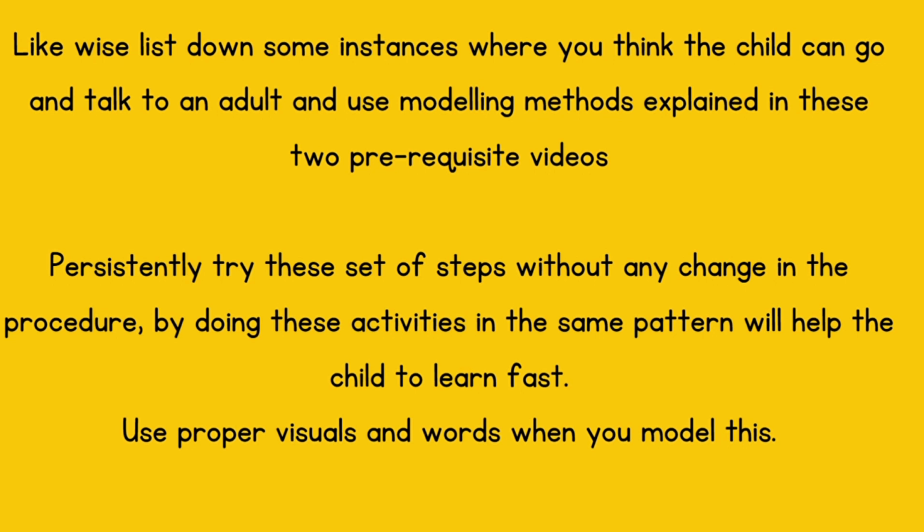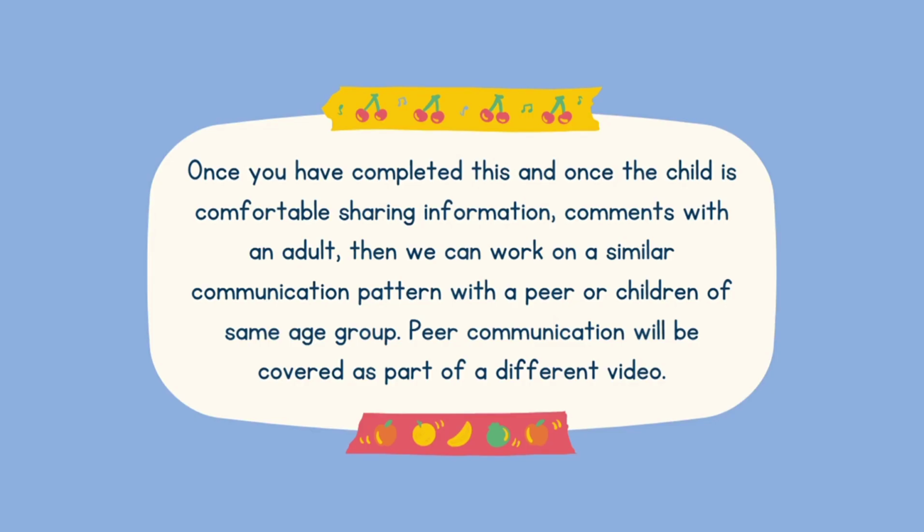Persistently try these set of steps without any change in the procedure. Doing these activities in the same pattern will help the child to learn fast. Use proper visuals and words when you model this. Once you have completed this and once the child is comfortable sharing information and comments with an adult, then we can work on a similar communication pattern with a peer or children of the same age group. Peer communication will be covered as part of a different video.